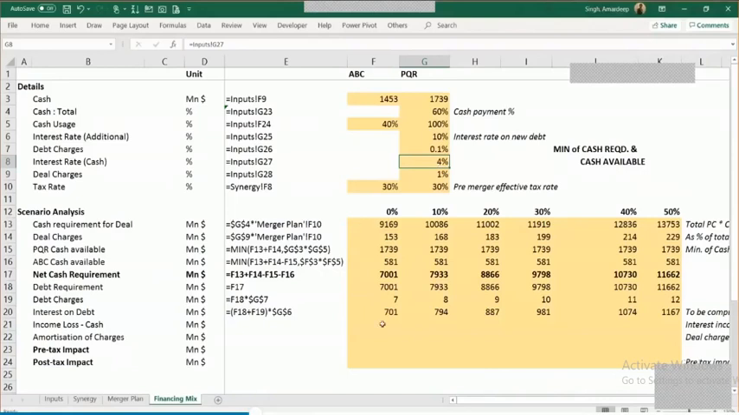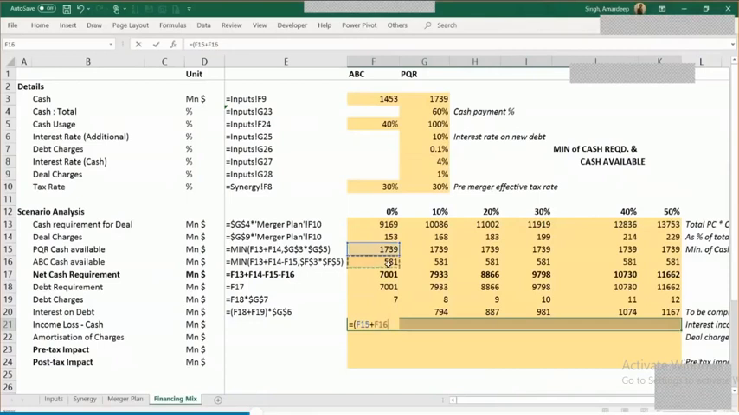It becomes a cost for me, which is nothing but the amount of cash that I've used from PQR and ABC, multiplied by the 4% interest income that I was getting before. Now I wouldn't get it. So it's more like an opportunity cost for me.